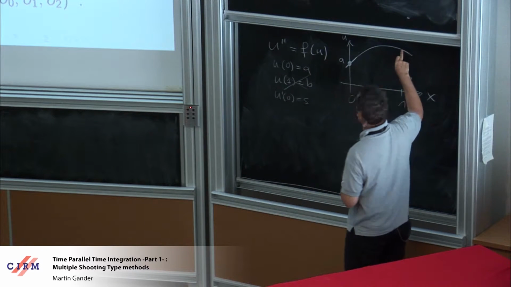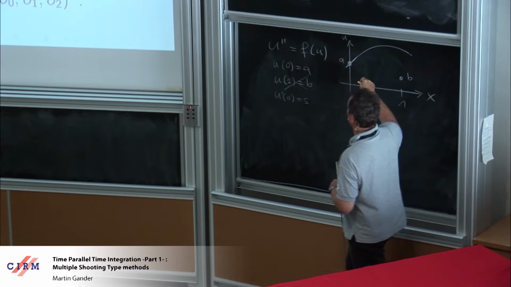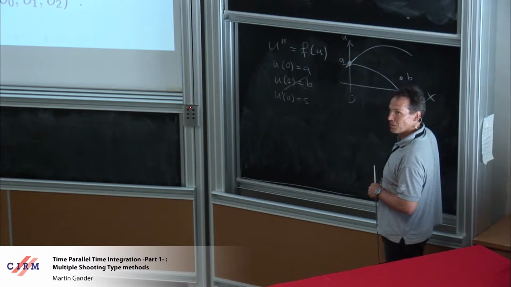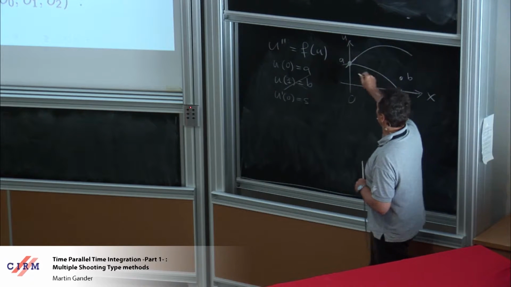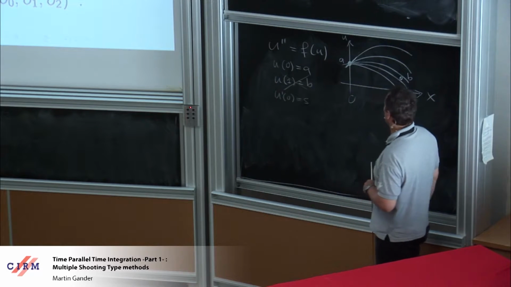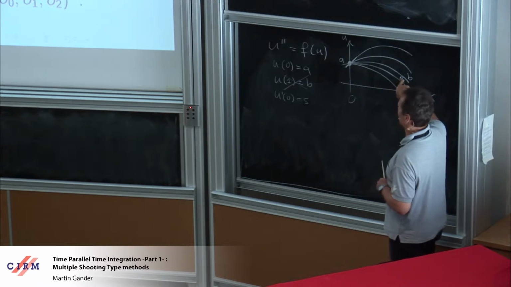Oops, that was too high. So the angle was too large. So you do a smaller angle. You try like this. Oops, that's too low. So you should go somewhere in between. So you shoot here. Now you see why it's called a shooting method, because you really shoot at a target, and you try to hit this target.